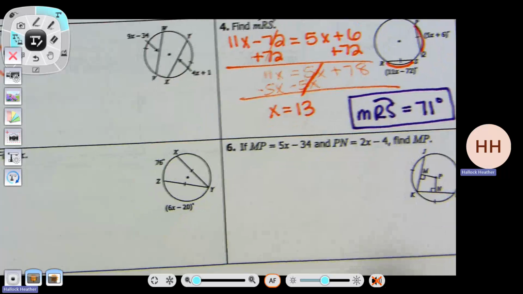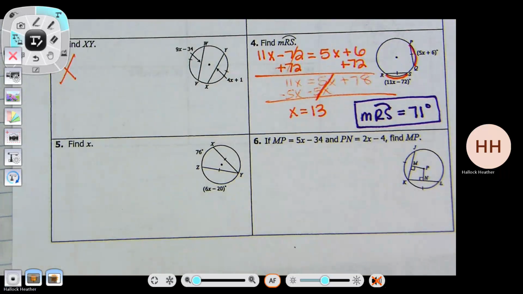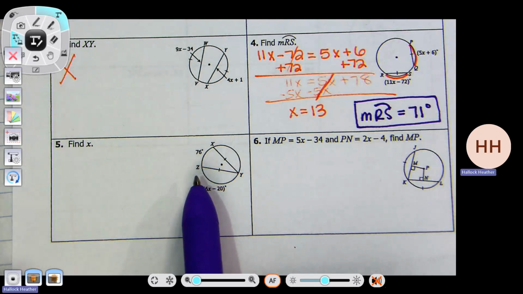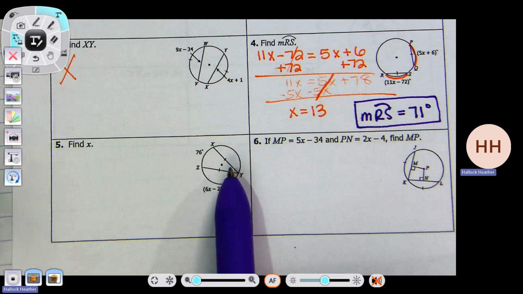So take a second, look at number 5. You've got to look at what you've got. It's 6 points. So add to make what? 360. Now you can't... The reason why you cannot do 180 is because it's not going through the center of the circle. If you had a diameter like the other problems, you could subtract from 180, but you cannot subtract from 180.